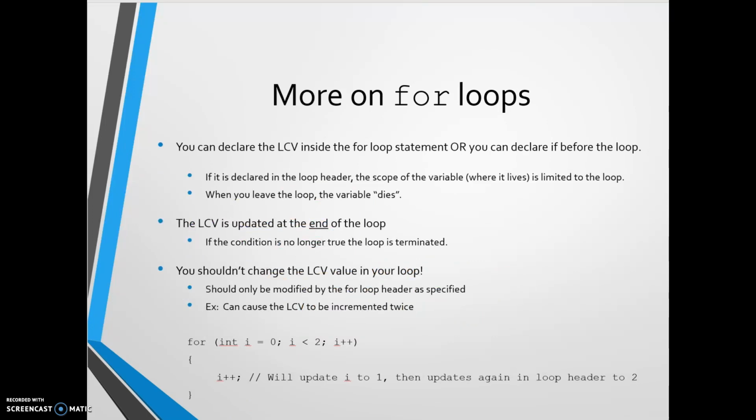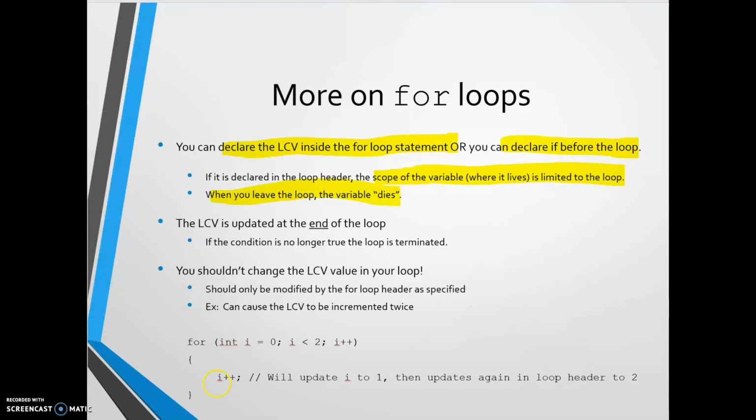Now there are a couple different ways that we can work with our loop control variable. You can declare the loop control variable inside the for loop statement, or you can declare it before the for loop. Here are the advantages to each. If the variable is declared in the loop header, then the scope of the variable is limited to the loop. So when you leave the loop, the variable dies.